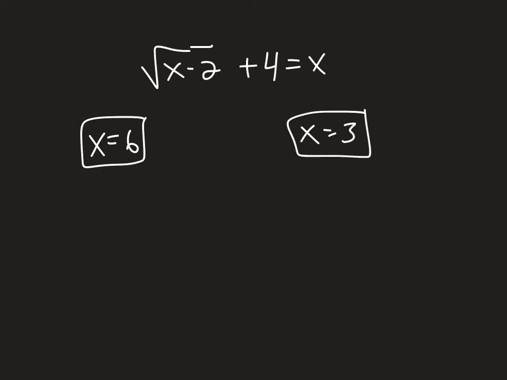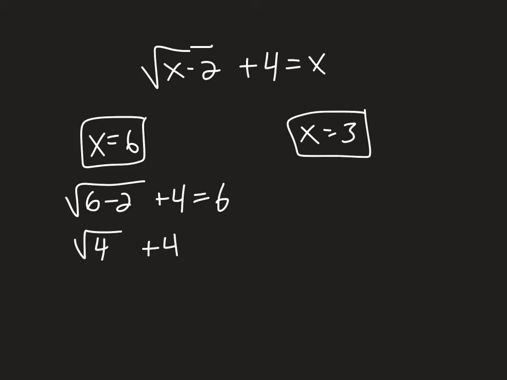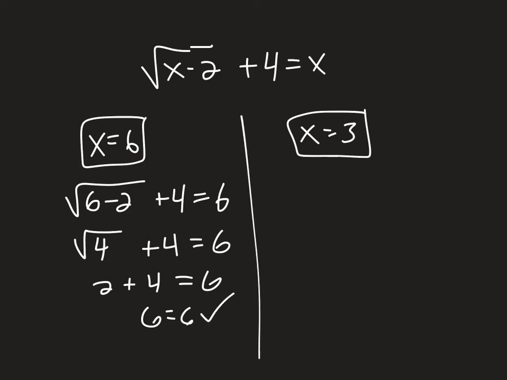I'll check x is 6 first. So I have the square root of 6 minus 2, plus 4 equals 6. The square root of 6 minus 2, this is 4. The square root of 4 is 2. And 2 plus 4 is 6. So that one checks. That one's okay. So we know at least this one's good.